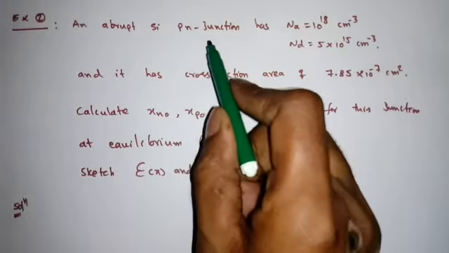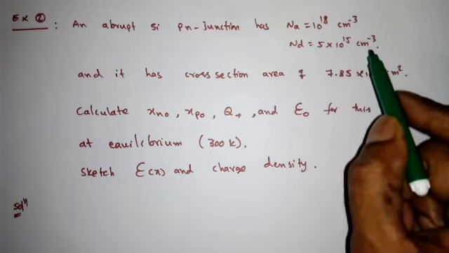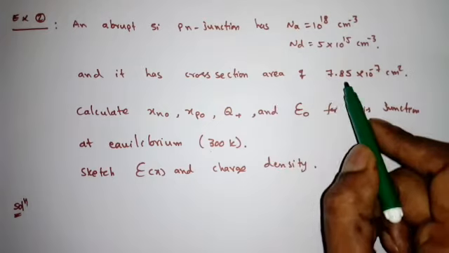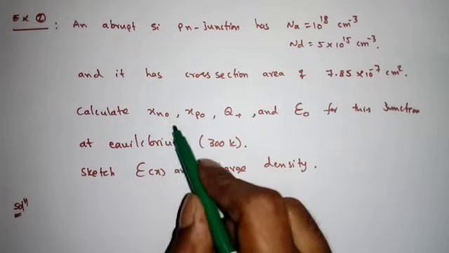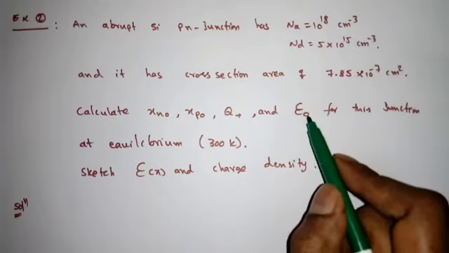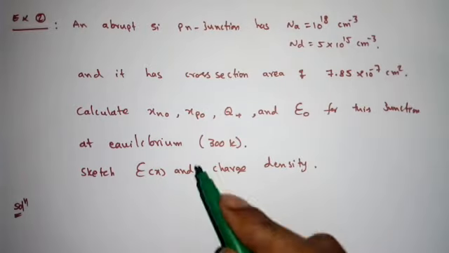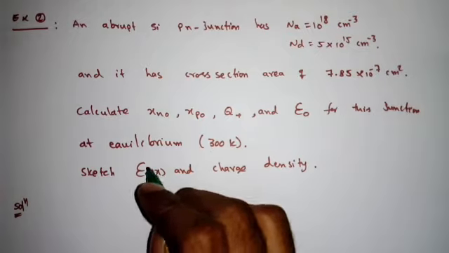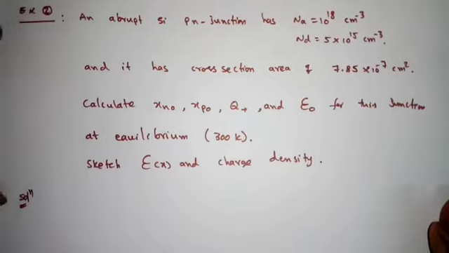An abrupt silicon PN junction has Na 10 to the power 18, Nd 5 into 10 to the power 15 centimeter to the power minus 3, and it has cross-section area of 7.85 into 10 to the power minus 7 centimeter square. Calculate Xn0, Xp0, Q plus and epsilon naught, that is electric field, we can say maximum electric field, for this junction at equilibrium 300 degree Kelvin. Sketch E of x, that is epsilon of x, electric field distribution and charge density distribution, right?